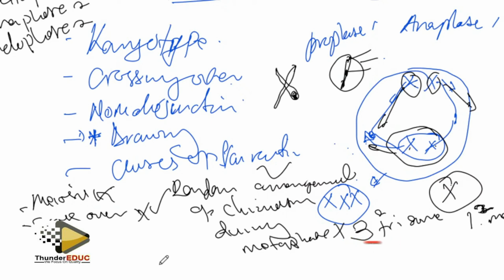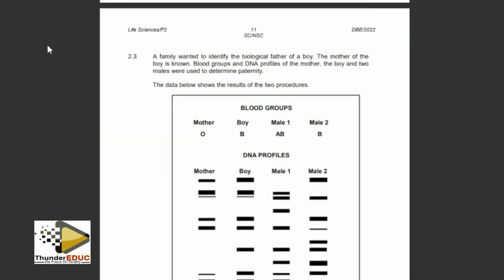Then plus you can talk about mutation and random fertilization, unless they have said to give 3 causes of variation during the process of meiosis. Then you talk about crossing over, random arrangement of chromosomes, and then mutation. Then you don't talk about random fertilization or random mating. I think that is meiosis.